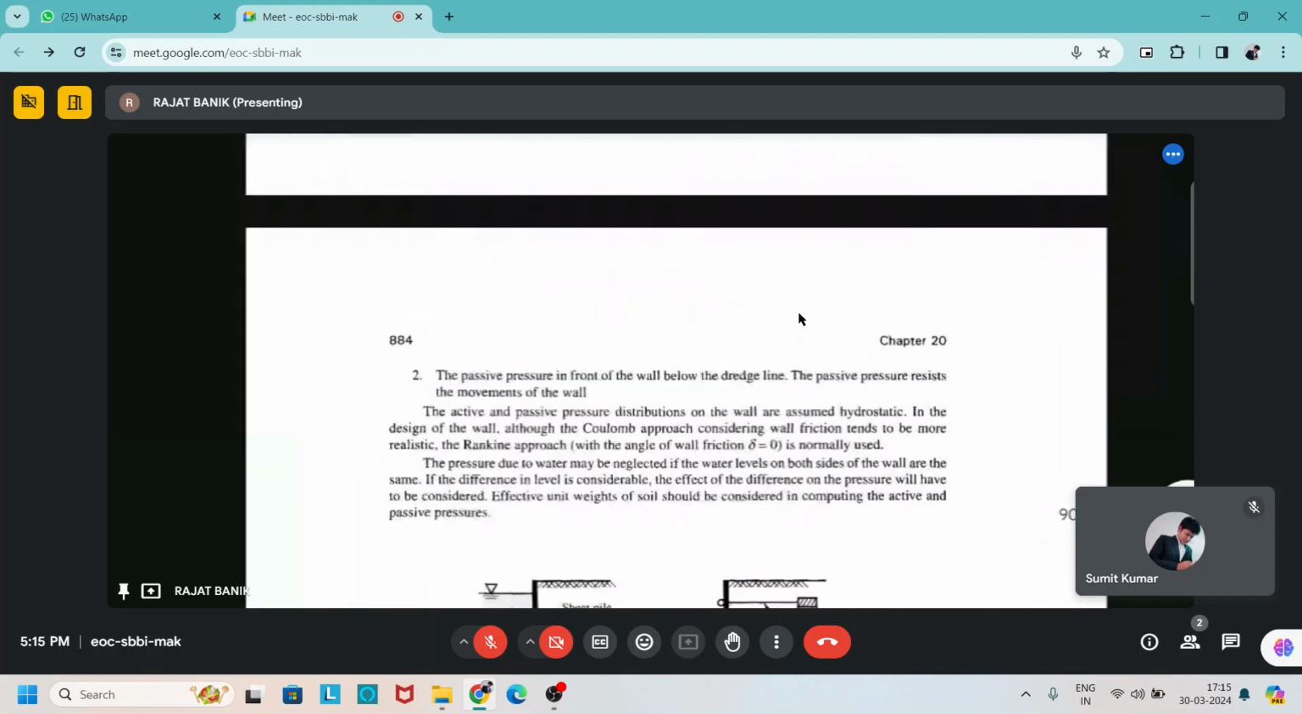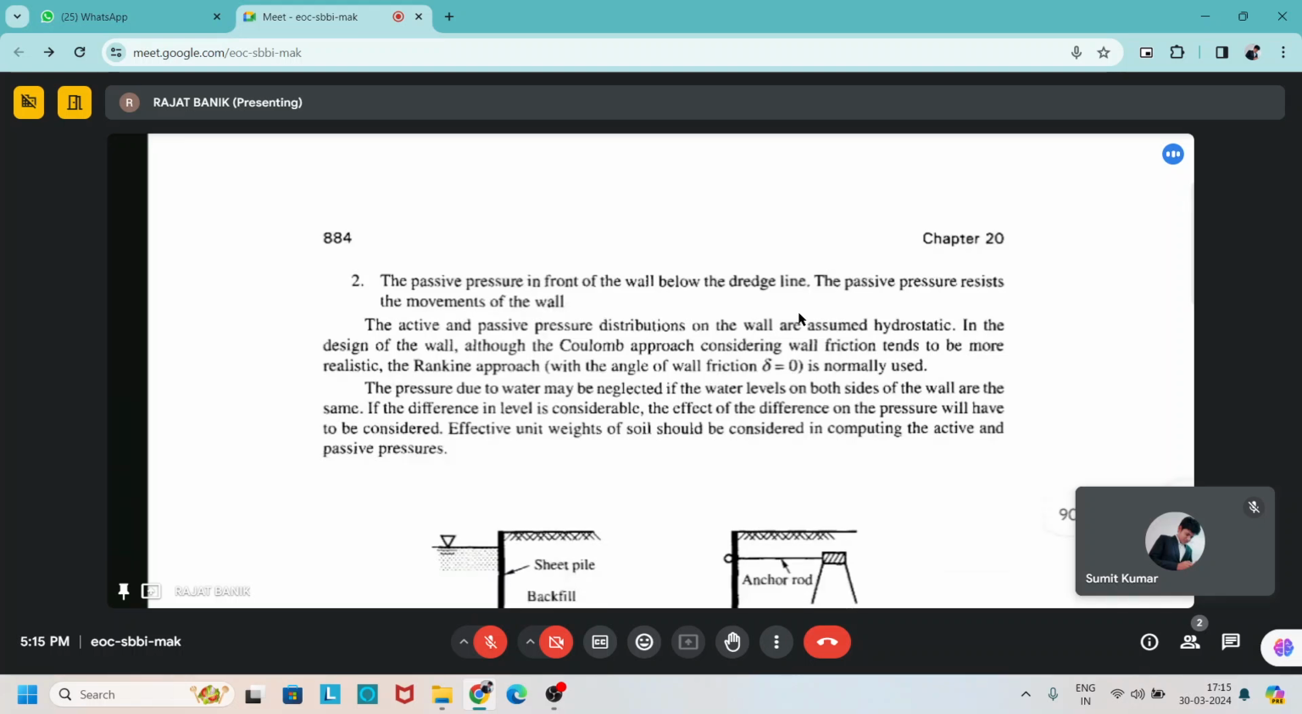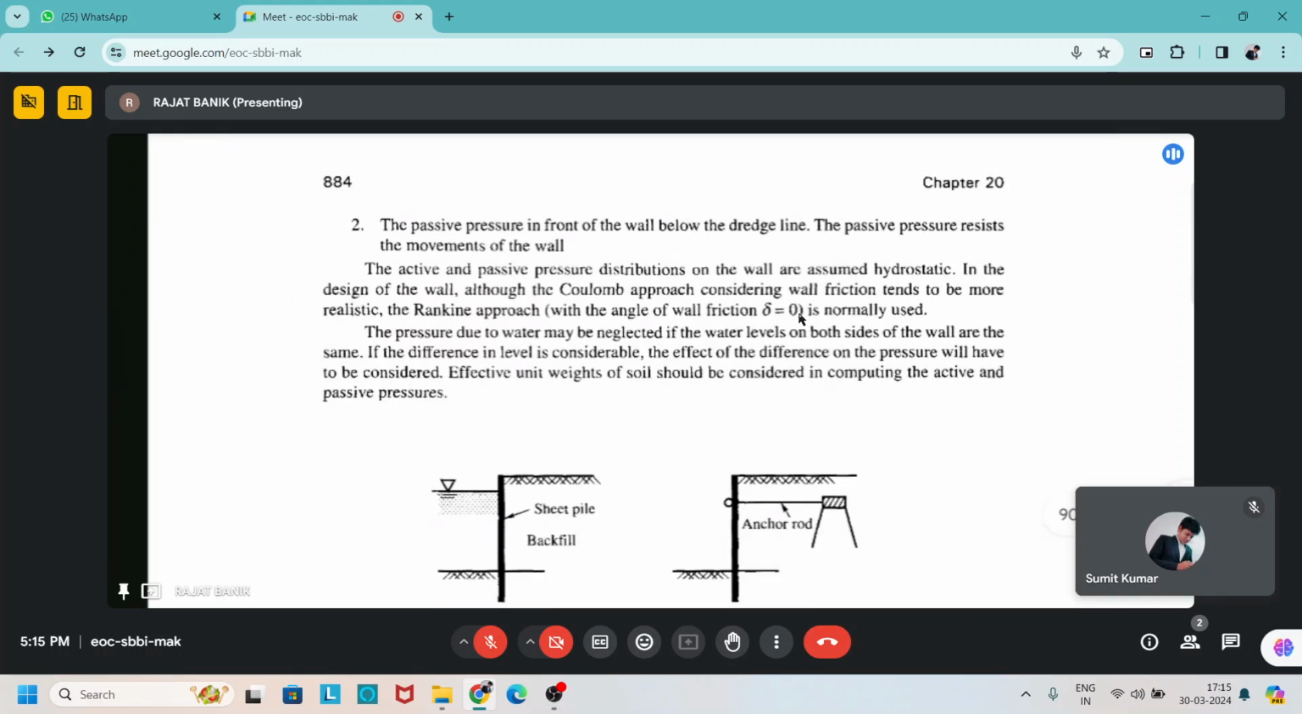Then there is the passive pressure in front of the wall below the dredge line. The passive pressure resists the movement of the wall. The active and passive pressure distributions on the wall are assumed hydrostatic in the design of the wall. Although the Coulomb approach, which considers friction, tends to be more realistic, the Rankine approach is normally used.